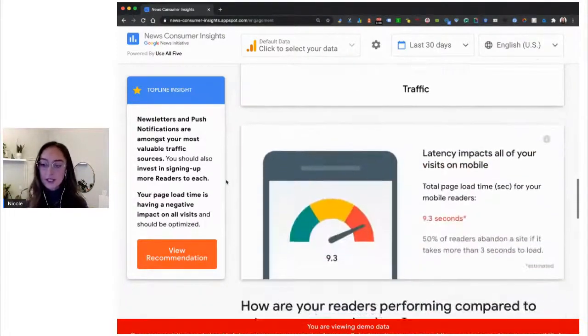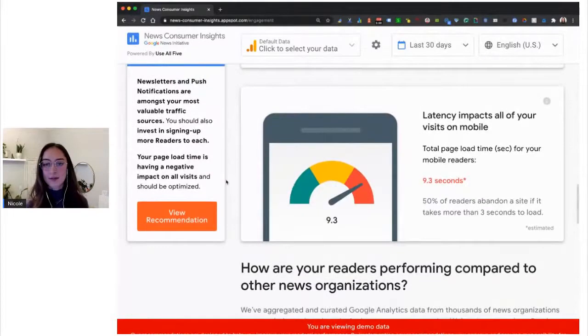And then continuing to scroll down, we talk about one of our favorite things here, which is page speed. We have this indicator that will show you if you are in the red, yellow, or green. This demo data is showing us that it is taking 9.3 seconds for your page load time.